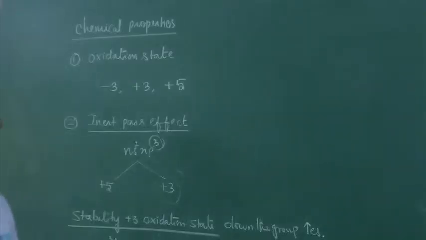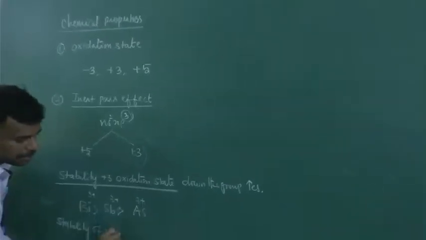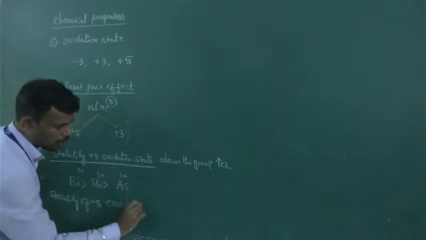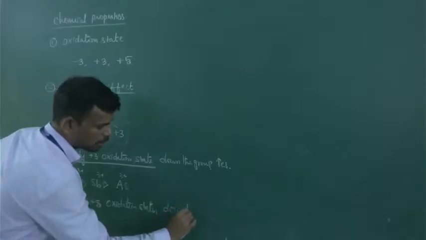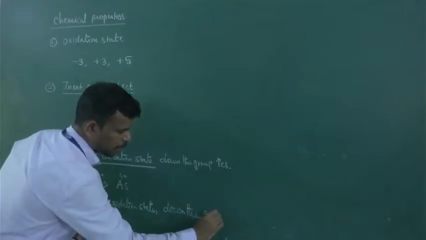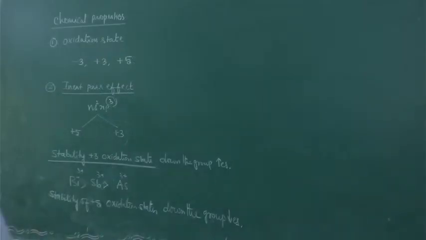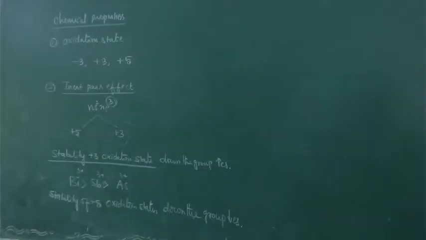Is it clear? Down the group, the stability of the +5 oxidation state decreases. That is a point you have to remember. Down the group, the stability of the lower oxidation state increases when compared to the higher oxidation state. Is it clear? Please note this.